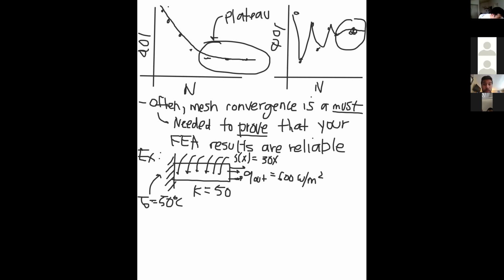Our thermal conductivity is 50 watts per meter K. And then our cross-sectional area is 0.1. Okay. So we wrote a Matlab script for this.